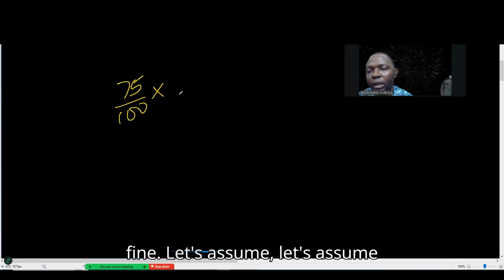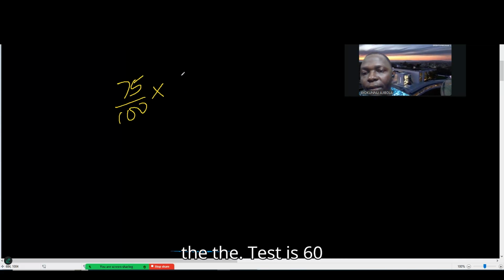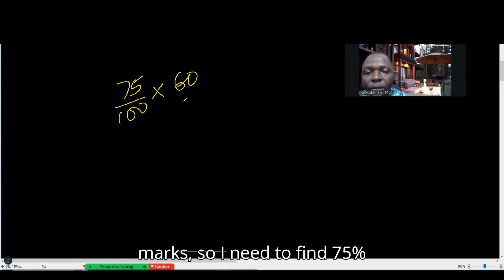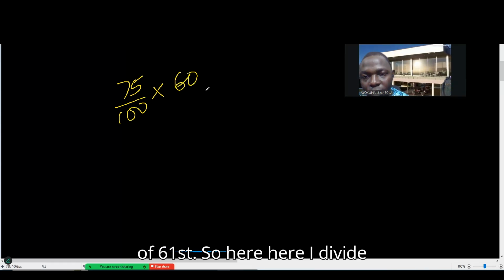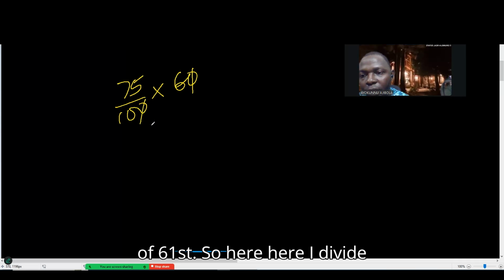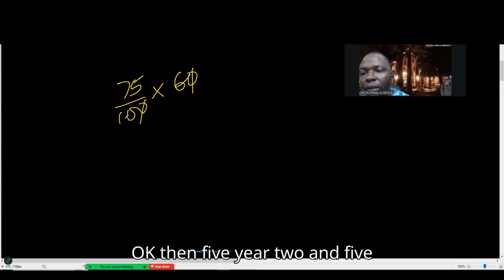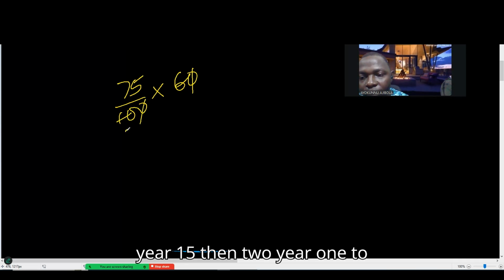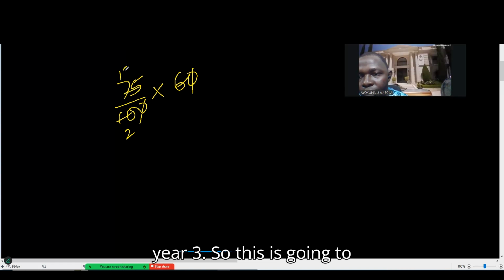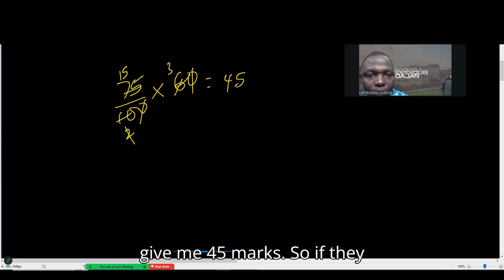Let's assume the test is 60 marks. So I need to find 75% of 60 first. So here I divide. 5 here 2 and 5 here 15. Then 2 here 1, 2 here 3. So this is going to give me 45 marks.